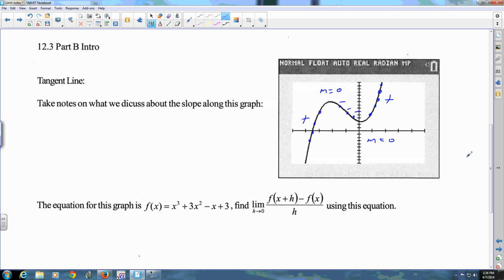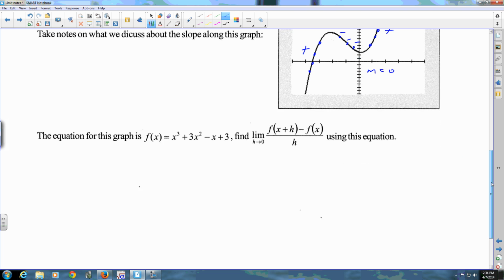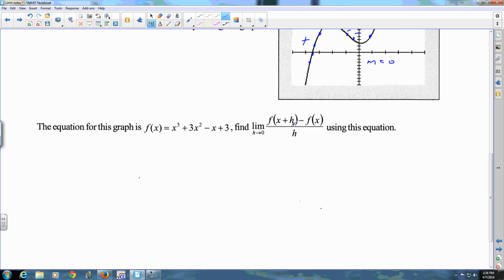We're going to use that thought on the next page. Okay, to do this, I need to first find the slope anywhere on that curve. So setting it up, you get (x plus h) cubed plus 3(x plus h) squared minus (x plus h) plus 3. That's just the first part.